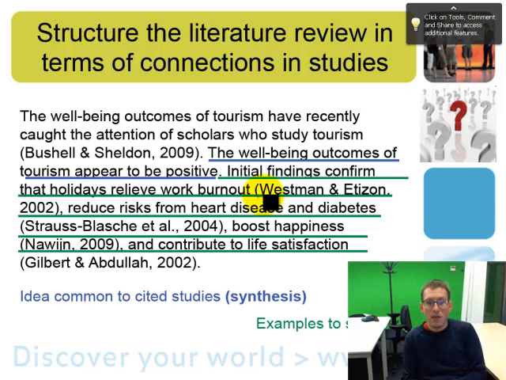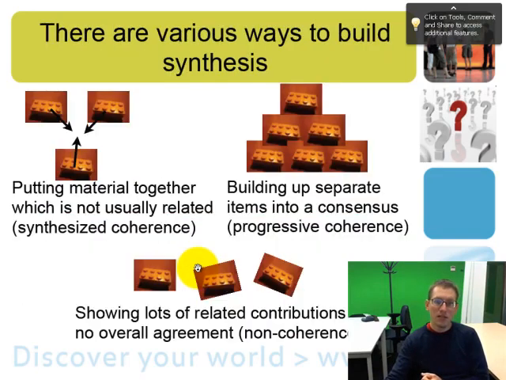Initial findings confirm that holidays relieve work burnout, reduce risks from heart disease and diabetes, boost happiness, and contribute to life satisfaction. Notice I'm not spending pages and pages of text summarizing what's in these articles. In fact, every article gets just a few words of summary, the key finding. The person reading the literature review doesn't want to know the intimate details of what's in every article. They just want to know how the articles fit together. Right? So don't spend a lot of time on summarizing. Spend the text showing how the articles fit together.